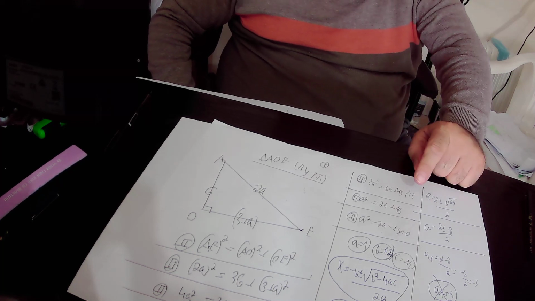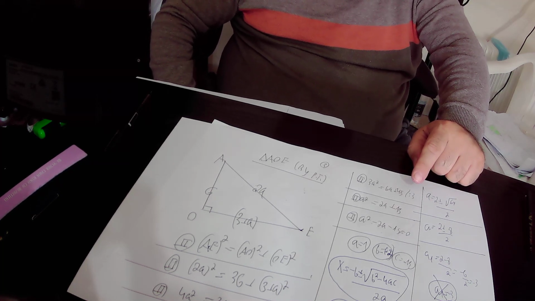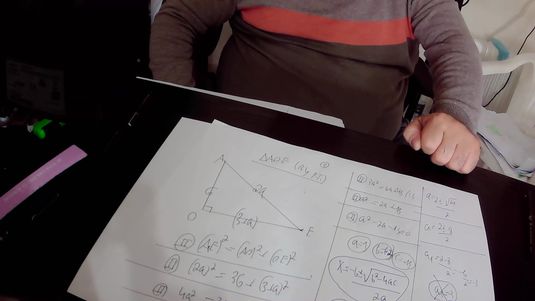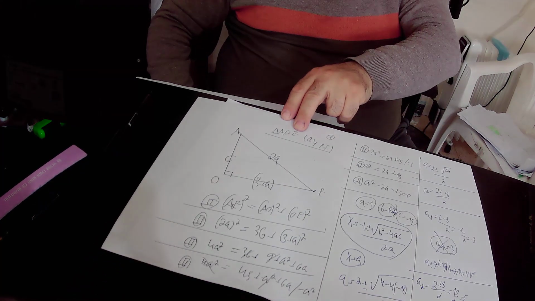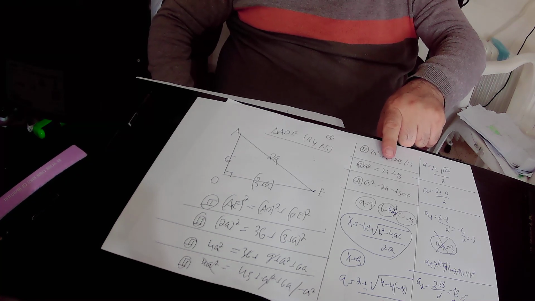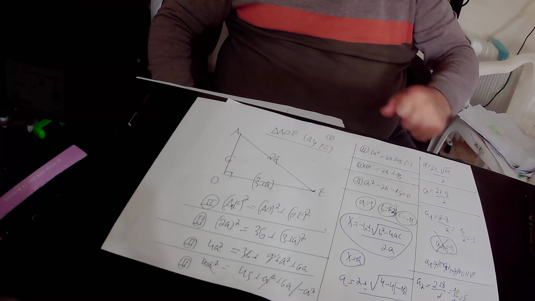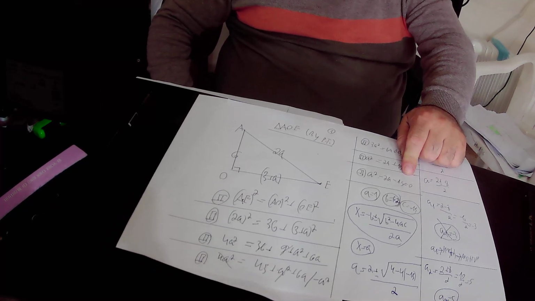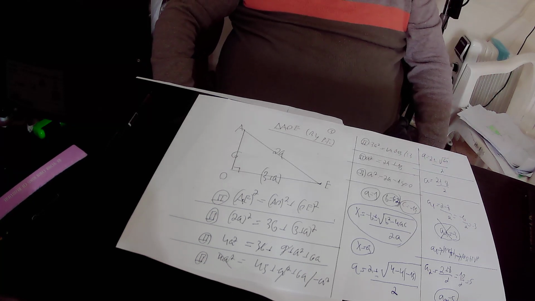Here we divided equation number 2 by 3, and found that 3a squared over 3 is a squared, 6a over 3 is 2a, and 45 over 3 is 15. So here we subtracted 2a and also 15, and found that a squared minus 2a minus 15 equals 0. So we have here a quadratic equation.